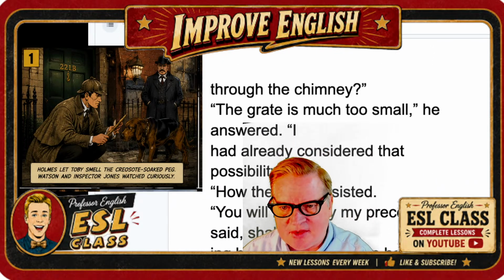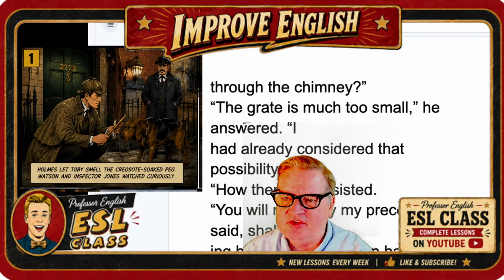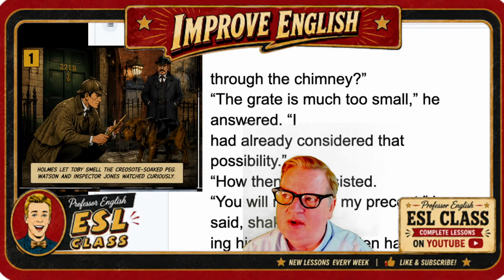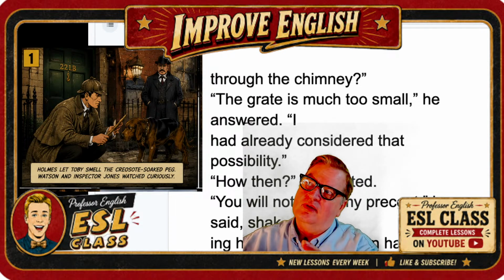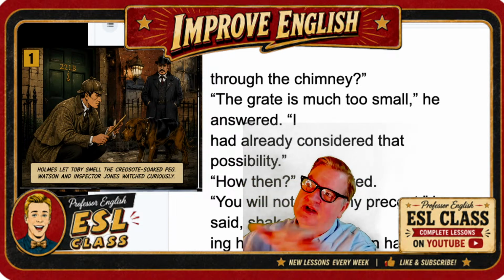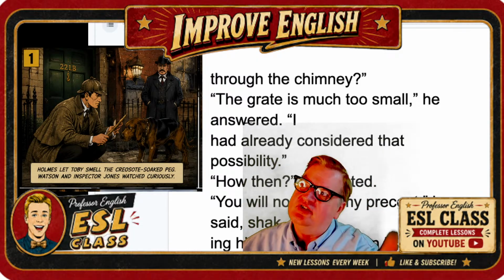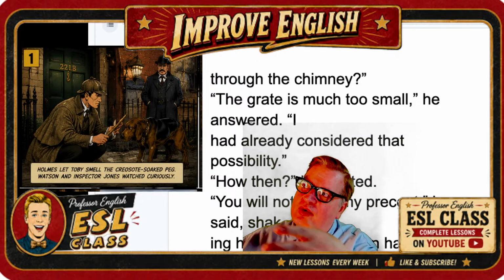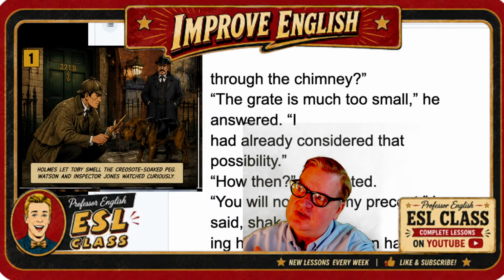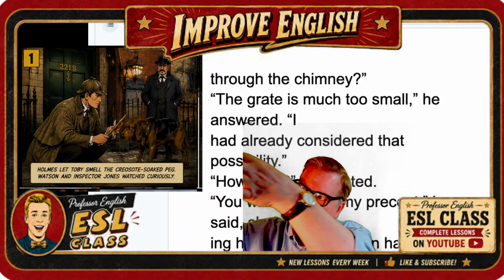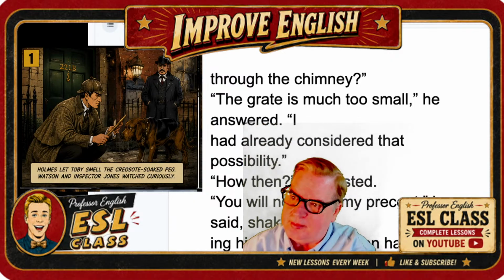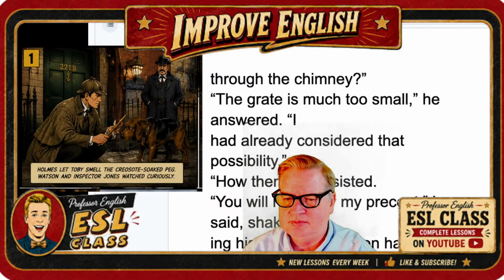Was it through the chimney? The grate is much too small. So the grate, for me, is like the metal piece that covers a ventilation area. But I guess here grate means like the space in the chimney. It's not possible. The space inside the chimney is too small for a person to go down.